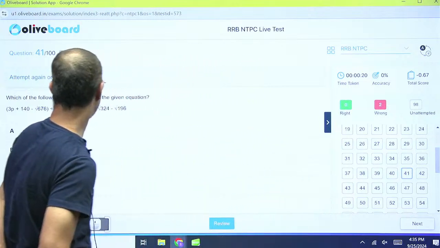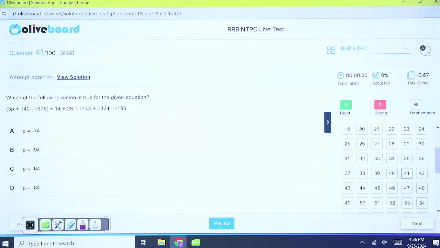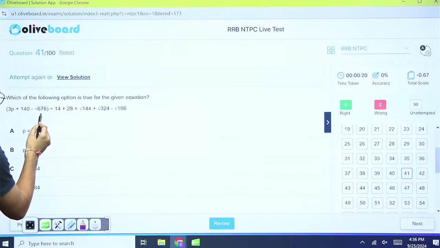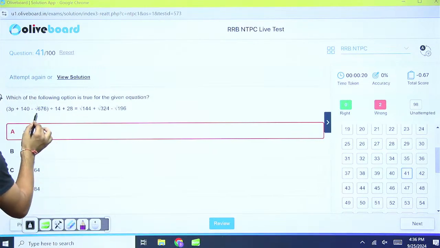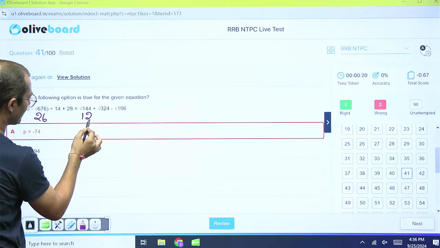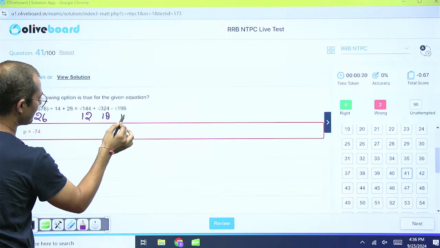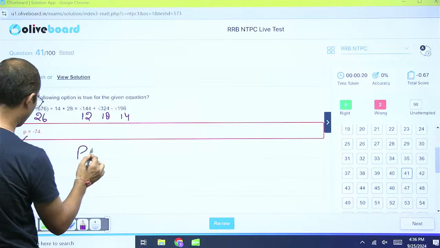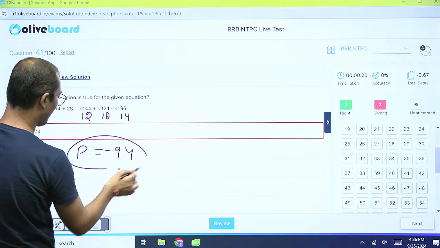Yes, tell me, what will be the answer for this question? So this is again a very simple question of simplification. We know that the square root of 676 is 26, and this is the square root of 12, and this is the square root of 18, and this is the square root of 14. After solving this, we will get P is equal to minus 94. So B part is the right answer.